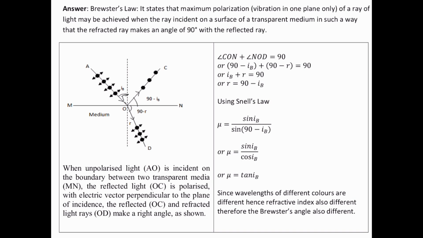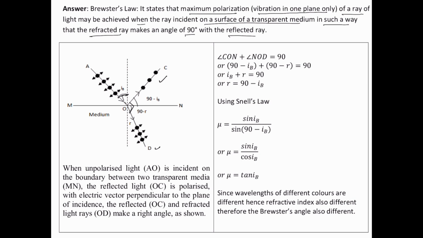So what is the statement? It states that maximum polarization, what is polarization? The vibration in one plane only of a ray of light may be achieved when the ray is incident on the surface of a transparent medium in such a way that the refracted ray makes 90 degrees with the reflected ray. So this is the incident ray, this is the reflected ray, this is the refracted ray. The angle between these two is 90 degrees. So this angle is called the Brewster's angle.